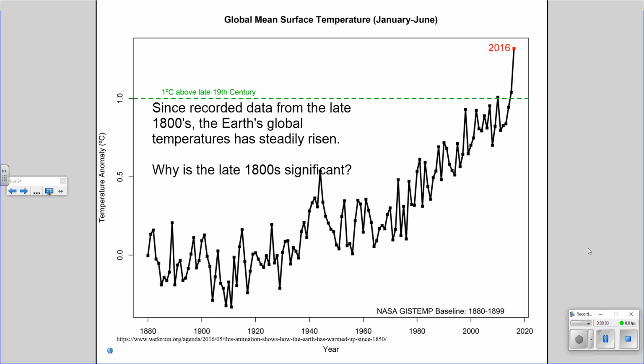Since recorded data from the late 1800s, the Earth's global temperatures have steadily risen. Now, why is the late 1800s significant? Well, if you learn from your other classes, that was the start of the Industrial Revolution. And since then, our recordable data from that time has shown that the global temperatures have risen and continue to rise.